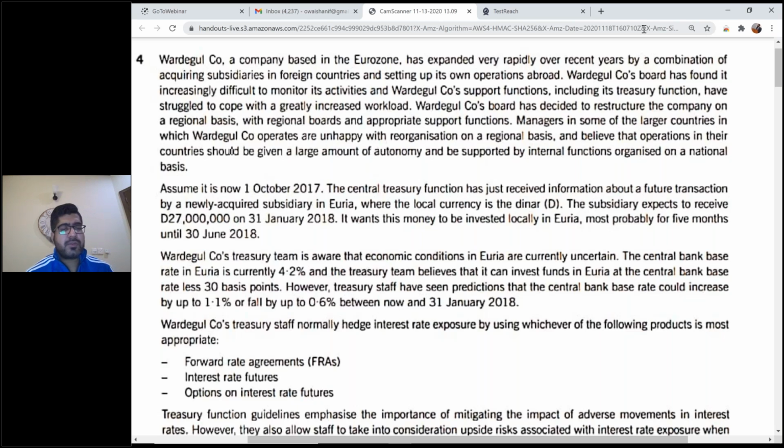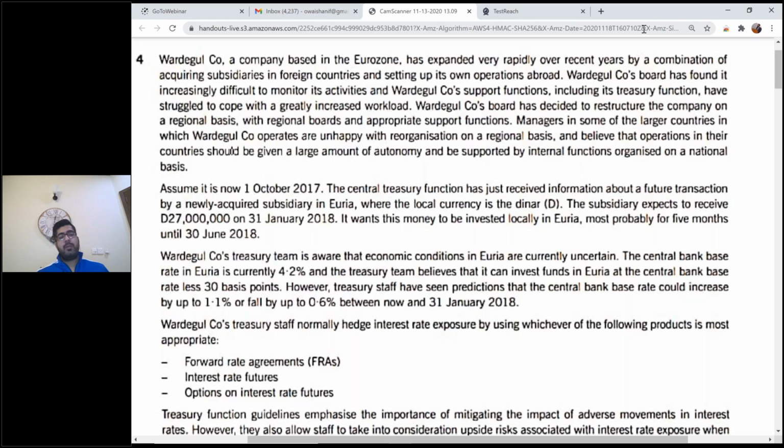Third paragraph, the treasury team is aware that economic conditions are uncertain. Central bank base rate is 4.2. Treasury team believes it can invest funds in dinar at bank base rate less 0.3%, 30 basis points. However, treasury staff have seen predictions that base rate could increase by 1.1 or decrease by 0.6. So since today is 1st October, the subsidiary is receiving payment on 31st Jan in future and wants this to be invested. There is always a risk that rates may go down. So treasury staff wants to hedge it through FRAs, futures and options.